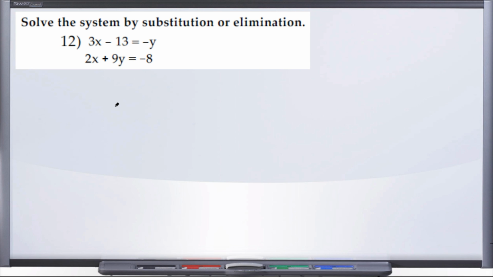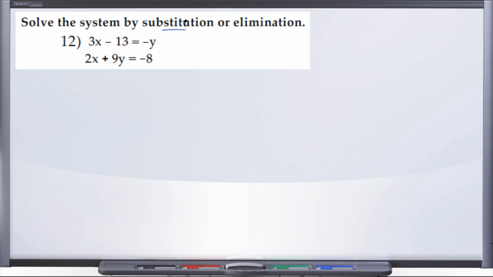All right, here we are at number 12, and the directions are to solve the system by substitution or elimination. The system they've given us is 3x minus 13 equals negative y for equation 1, and 2x plus 9y equals negative 8 for equation 2. And I think for number 12, I'm going to use substitution to solve.